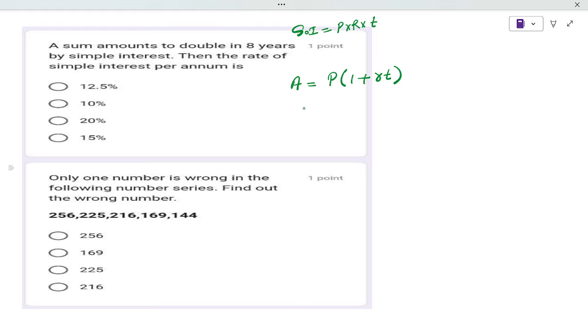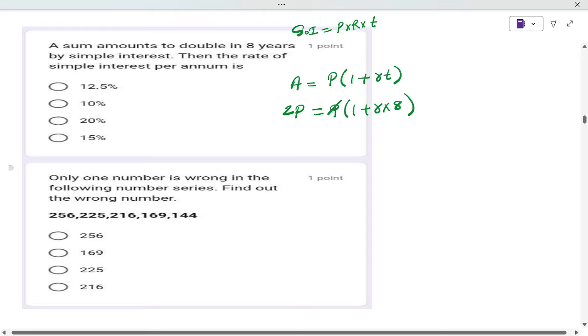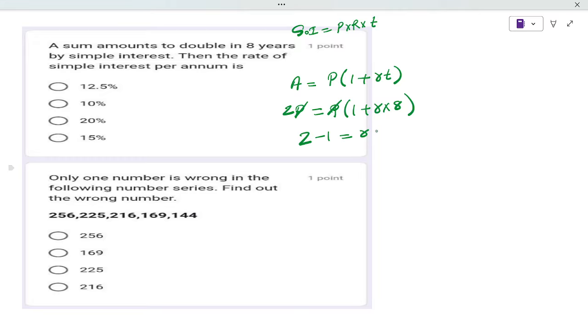But as per the question, the sum doubles, that means the amount is double. So we can write 2P is equal to principal into 1 plus rate into time, with time 8 years. So principal we can cancel. 2 minus 1 is equal to rate into 8. So 1 divided by 8 is equal to r.